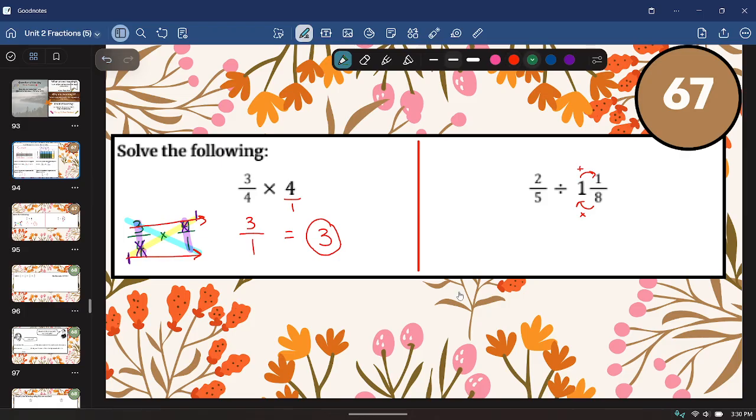All right, over on this problem, we have to do 8 times 1, because we have to convert this into an improper fraction. 8 times 1 is 8. Add that 8 to 1, and we get 9. Our denominator stays the same. So I'll rewrite the problem. 2/5. We have to do keep, change, flip.